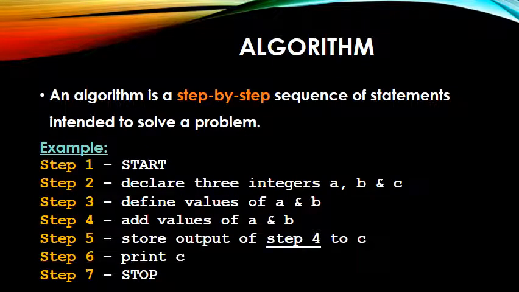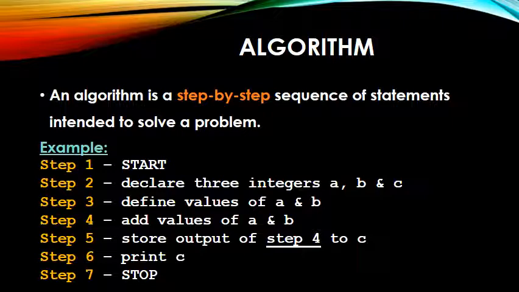First, what is algorithm? An algorithm is a step-by-step sequence of statements intended to solve a problem. So an algorithm is a step-by-step procedure which defines a set of instructions to be executed in a certain order to get the desired output. For example, this is an algorithm to add two numbers.